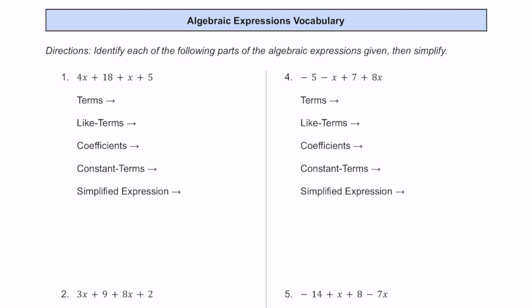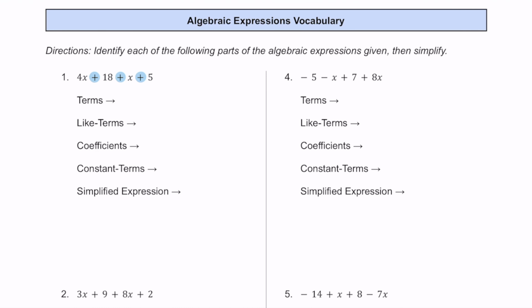Let's practice our vocabulary for algebraic expressions together. For number 1, we have 4x plus 18 plus x plus 5. Right off the bat, we'd like to have plus signs, or have the whole thing written as a sum. So we do have a plus sign between each of these terms. Now, what are terms? Terms, again, are defined as pieces of an expression that are separated by plus signs.